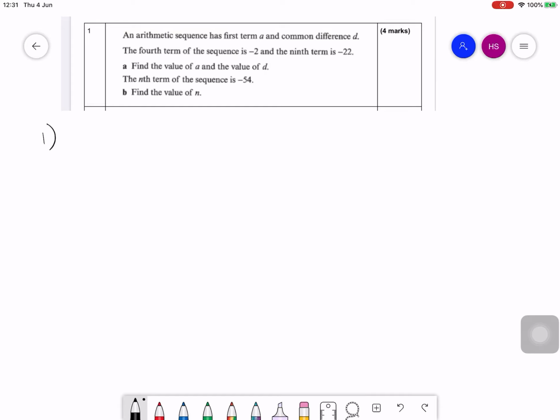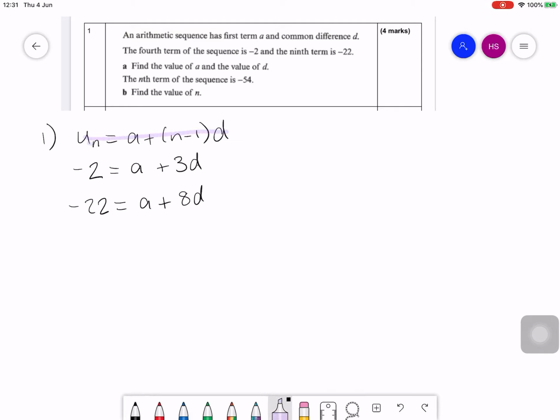So the fourth term, so don't forget your nth term rule for an arithmetic sequence is a plus n minus 1 d. So the fourth term is going to be a plus 3d, because n is 4, and they're telling me that equals minus 2. And the ninth term would be a plus 8d, and that's going to equal minus 22. There are other ways I'm sure you could figure this out, but you're so much better off just using this formula. That's what they're going to expect you to use, so make sure you get that memorized. Okay, and I need to find a and d.